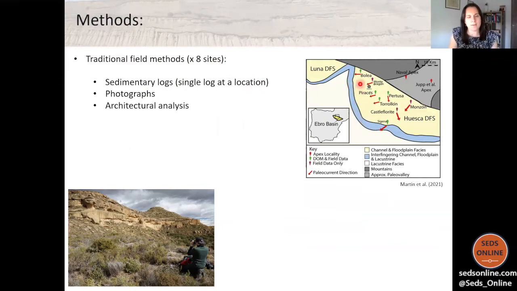So at these sites, we took sedimentary logs, decimeter scale, and we took a single log at each location, trying to mimic how we would map out a system. Lots of photographs were taken and an architectural analysis alongside a facies analysis was undertaken.